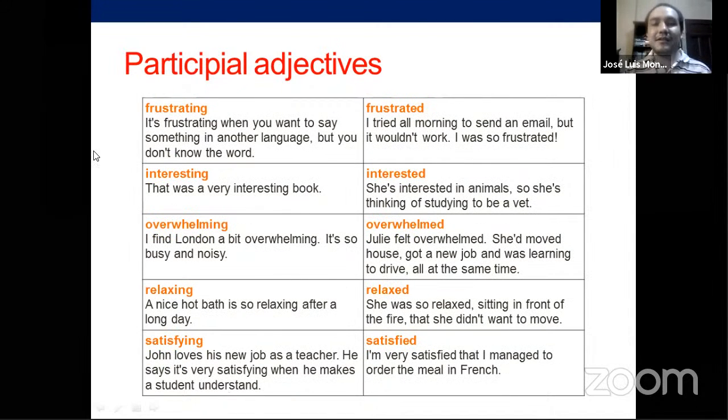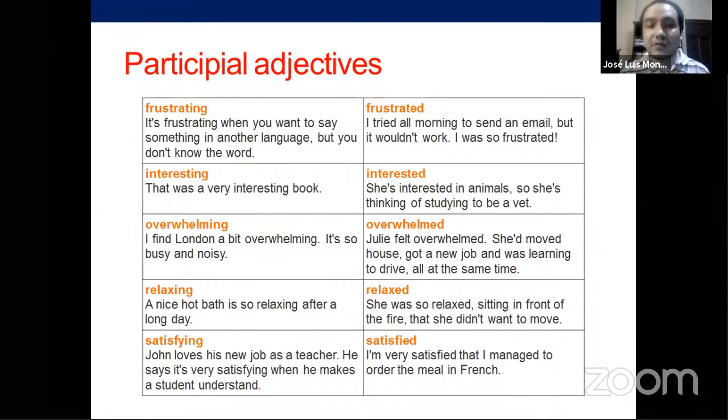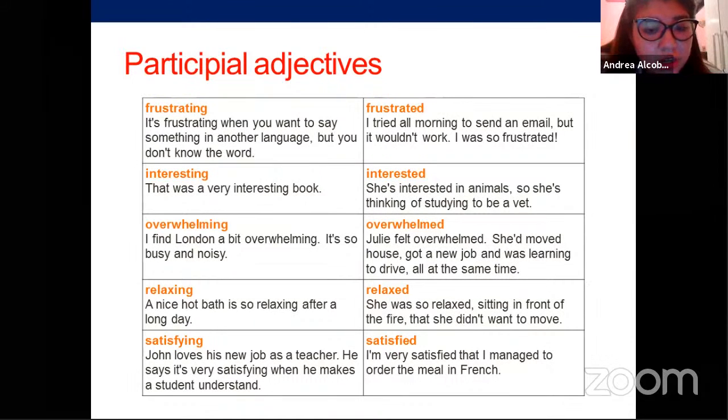Andrea, the same, please. The same procedure. Okay, frustrating, frustrated, interesting, interested, overwhelming. Good. Finish and then I'm going to make the corrections. Finish, please, Andrea. Okay, teacher. Relaxing, relaxed, satisfying, satisfied. There you go.